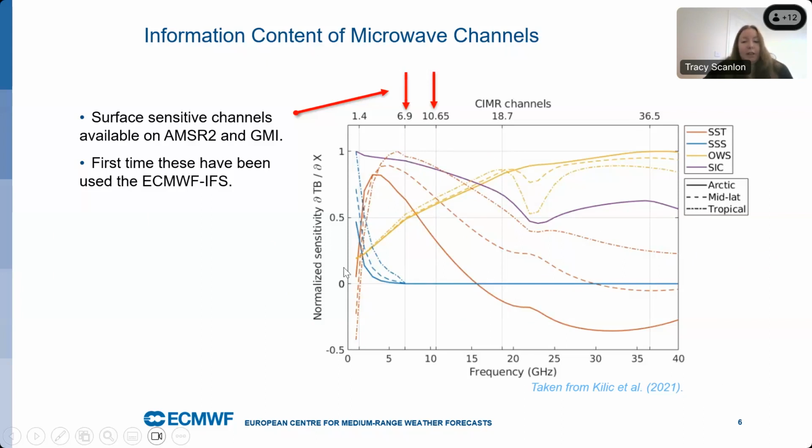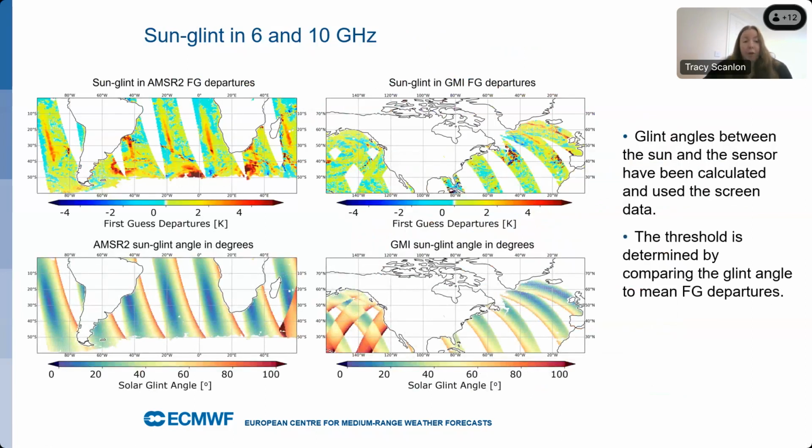Just to note, independently, but not shown here, we have also tried out the skin temperature increments without 6 and 10, and we see that the magnitude of the increments isn't so strong, and the geographical features, which I will show in a few slides' time, don't come out. So this is really a strong motivation to be using these lower frequency channels that have surface sensitivity. However, as I said, they have their own issues.